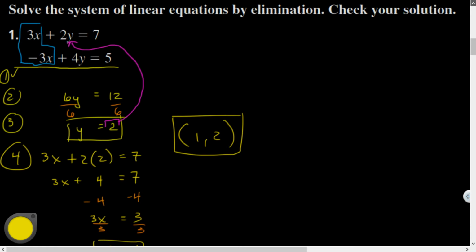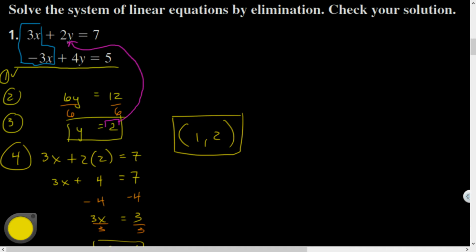It says to do a check, but to do a check, you would just plug this in for x and y and both of those and verify it works. For sake of time, because you guys have seen checks before, we're good.